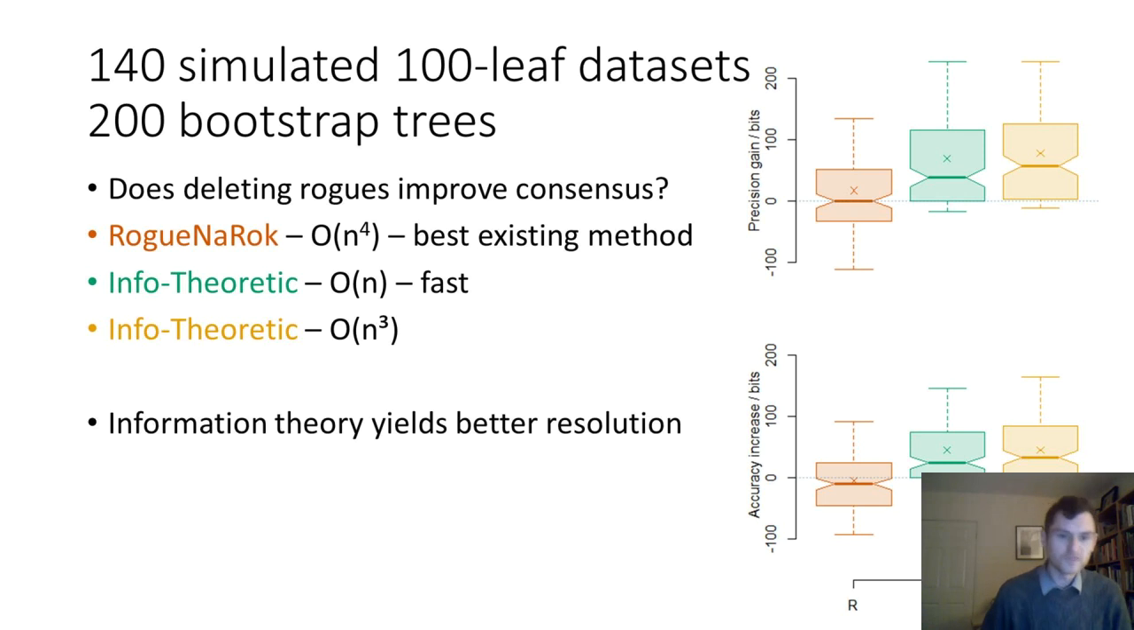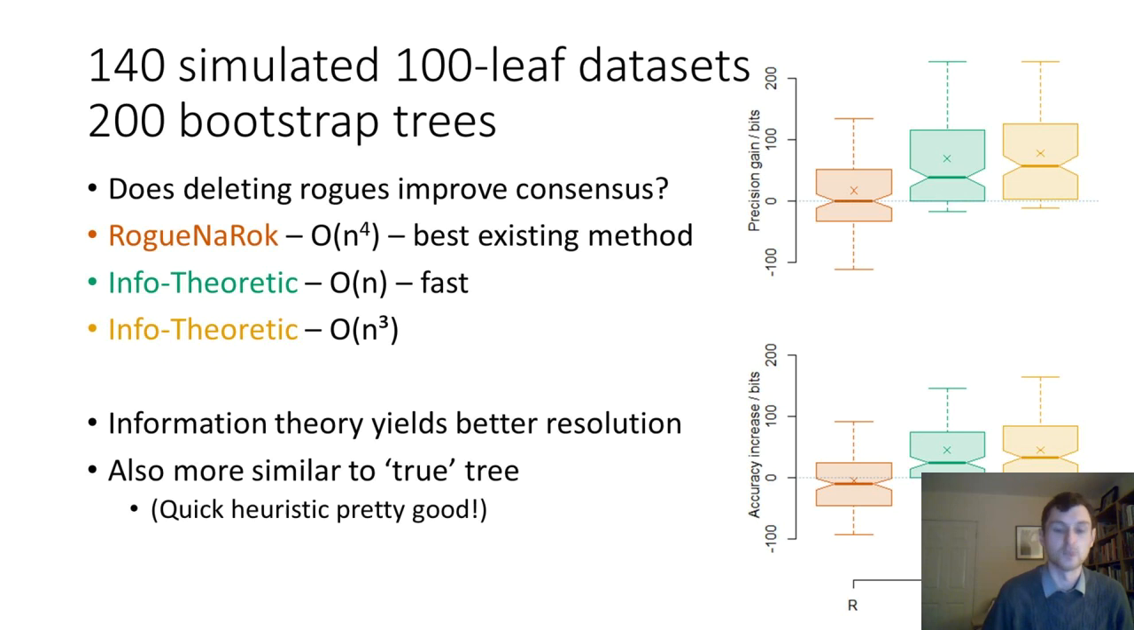And what we find is that, yes, my information-theoretic criterion for evaluating the quality of a potential consensus tree yields consensus trees that are better resolved and that are more similar to the true tree, that is more accurate in the relationships they reveal. And the quick heuristic approach is actually pretty good, despite having a much faster runtime than either of the other approaches.